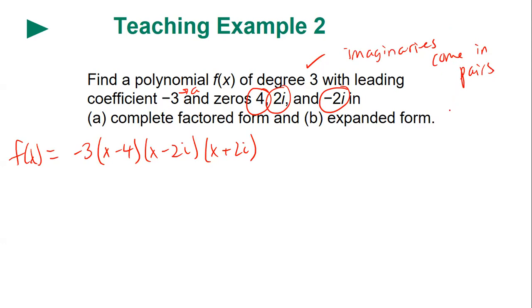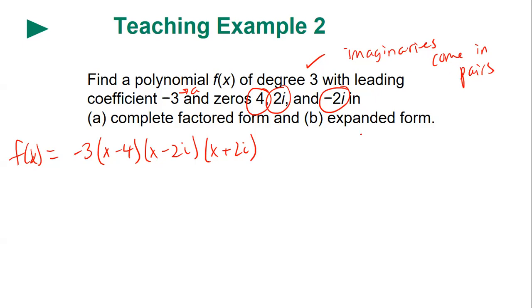So on the homework, will we put it as -3 times x minus 4 times x minus 2i? You're right. Or will we keep it as 2i? You keep it as 2i. Okay. So how do we feel about writing it in factored form? Doable? Okay.